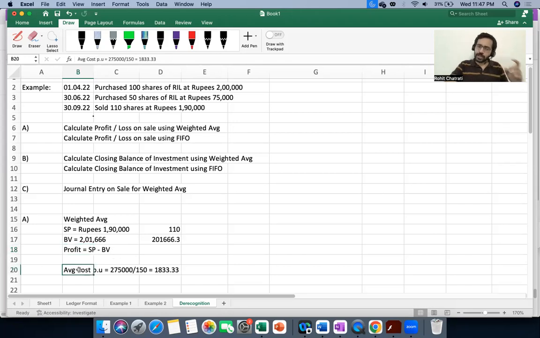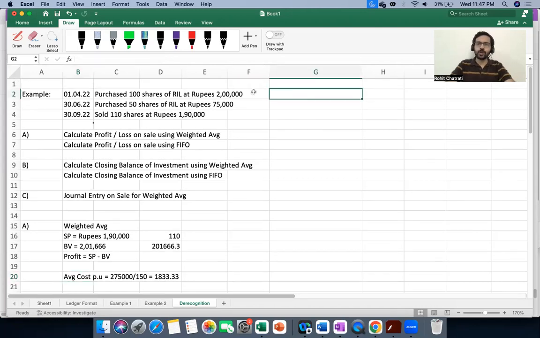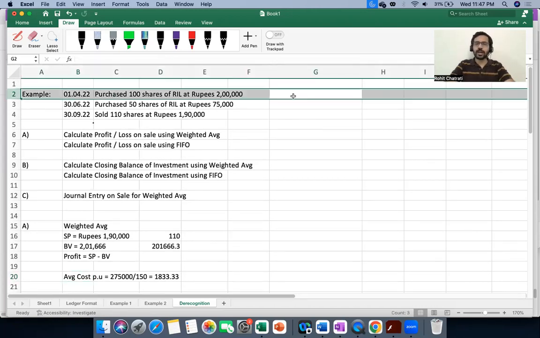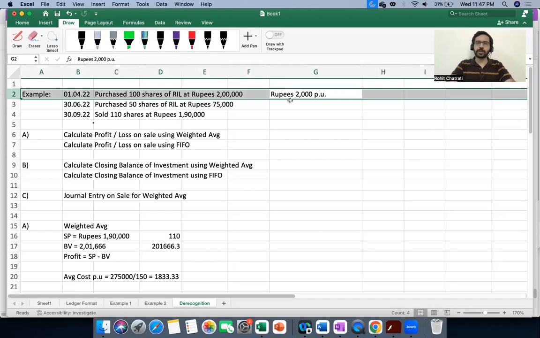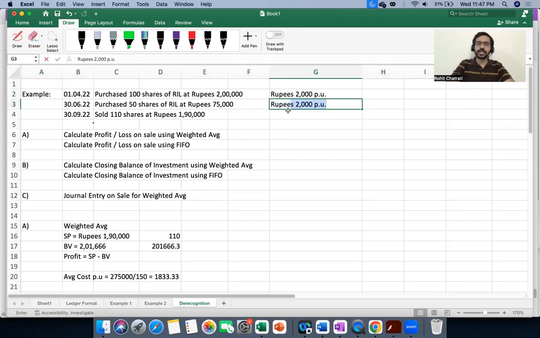On a per unit basis, it was 1,833. Can we just quickly see how this 1,833 came? The first lot I purchased at rupees 2,000 per unit. The second lot I purchased for 1,500 per unit, 75,000 divided by 50 shares. On an average, each share cost me 1833.